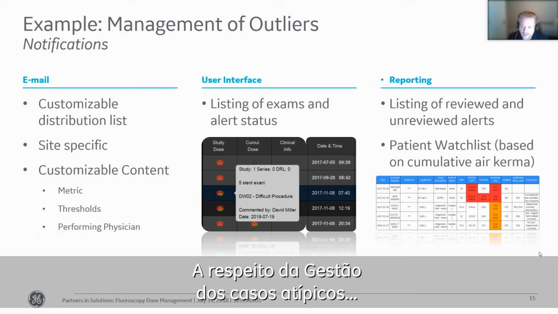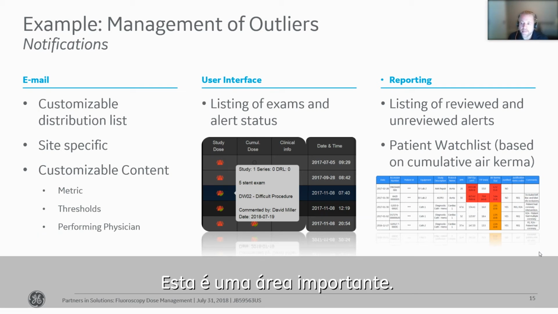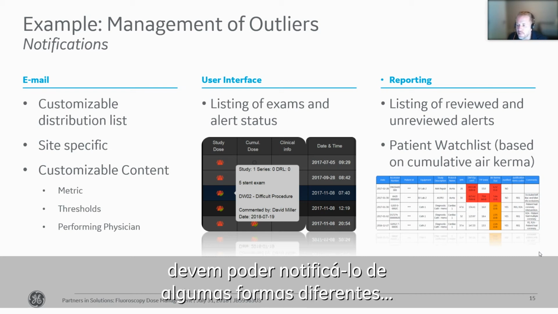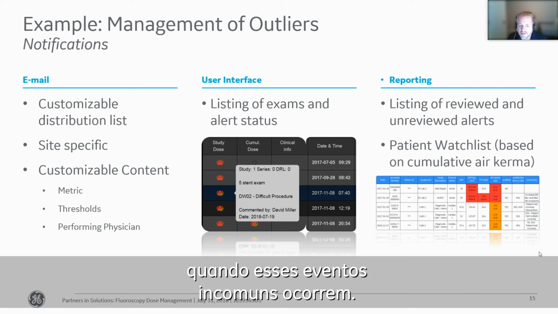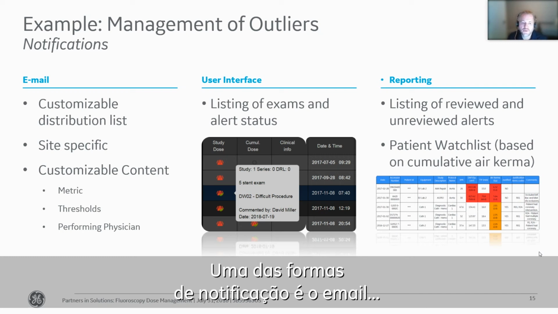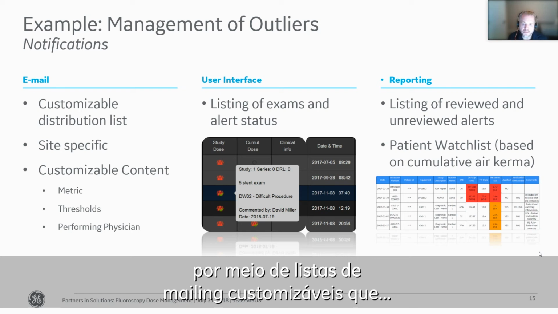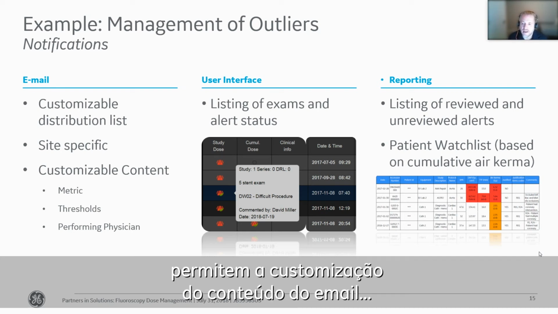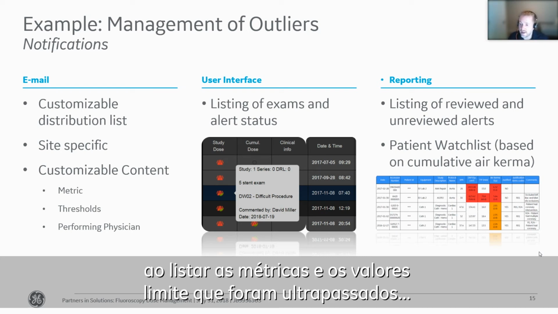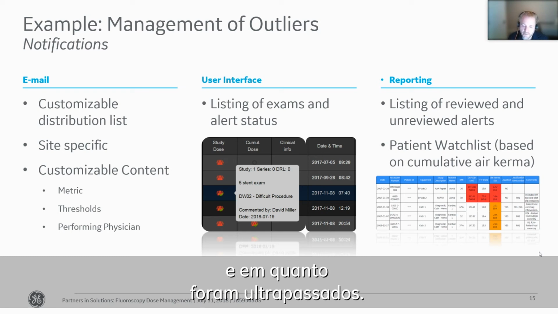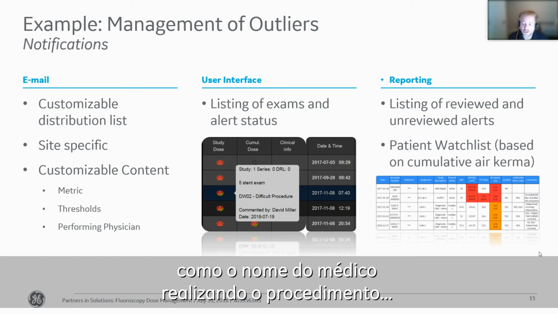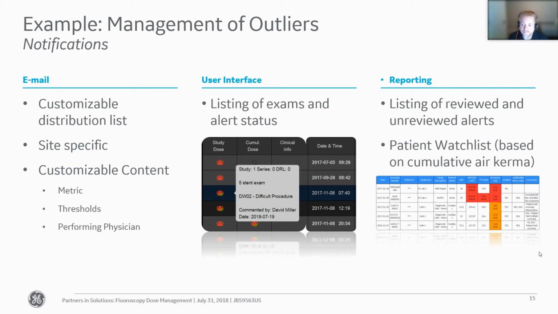Regarding management of outliers, I think this is an important area. So I just want to highlight that the systems that you look at should be able to notify you in a couple different ways of when these unusual events occur. One of those ways they can notify you is through email, through a customizable distribution list that is modality specific, site specific, and allows you to modify the content of that email, perhaps listing out the metric and the threshold that were exceeded, by how much they were exceeded, and give you additional information like the physician who is performing the procedure or the technologist.